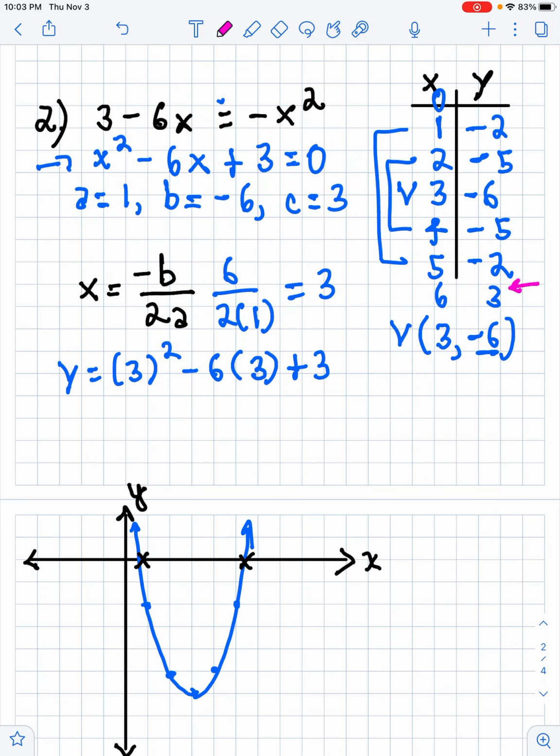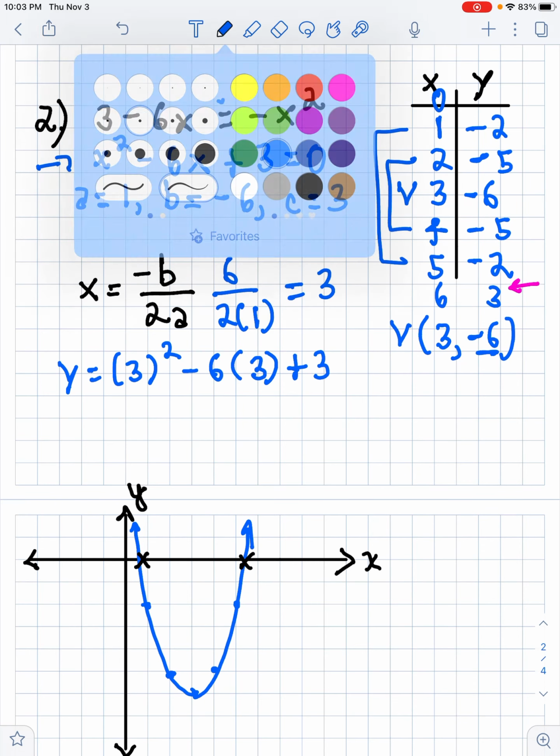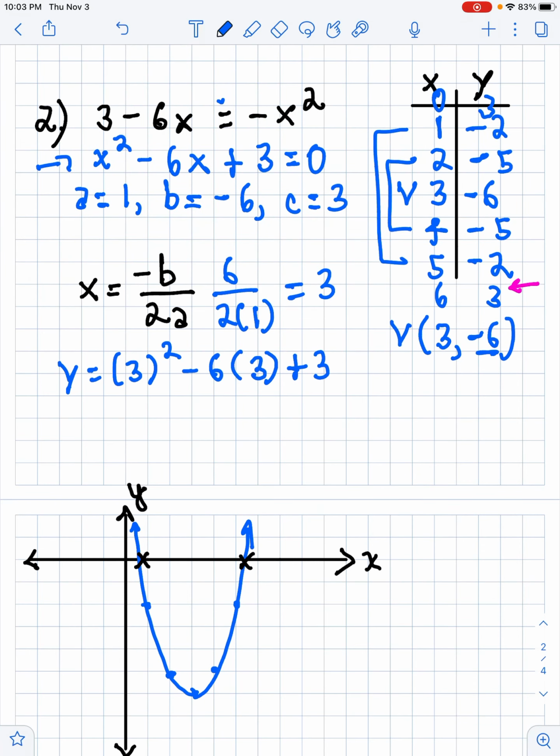That was 3. So we get a positive value in here. So if y is negative and then it becomes positive, you have to have crossed the x-axis between the x coordinates of 5 and 6. And up here, it went from positive 3 to -2. Above the x-axis is positive, below is negative. So we had to have crossed the x-axis between 0 and 1.